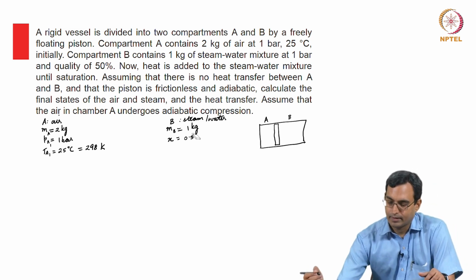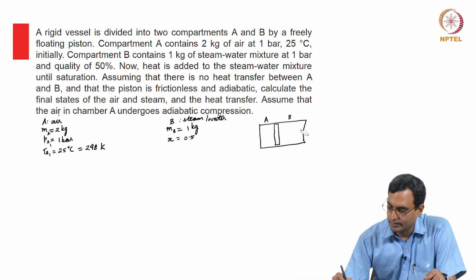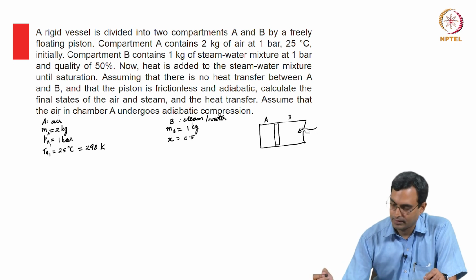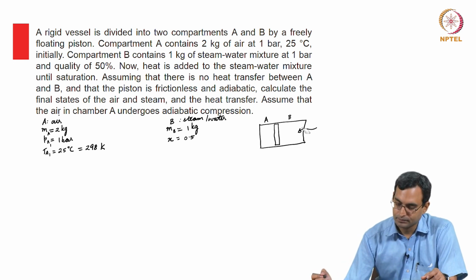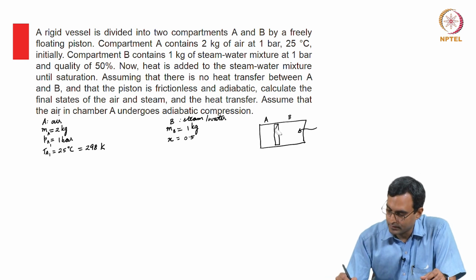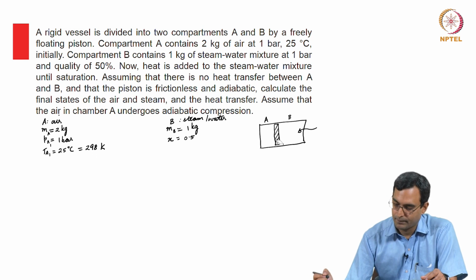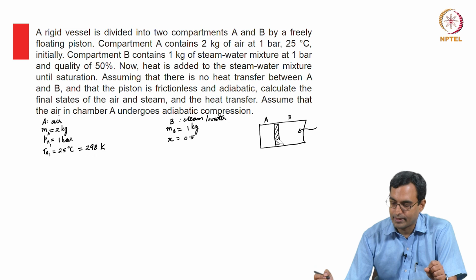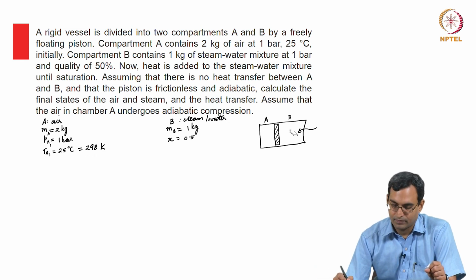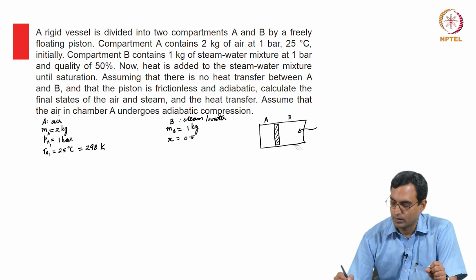So what it says is that heat is added to the steam water mixture until saturation. So we are giving heat into this B over here. There is no heat transfer between A and B. Okay, so this piston is frictionless and it's also adiabatic. We are asked to find out the final states of the air and the steam and the heat transfer. Okay, we are asked to find out final states on both sides.